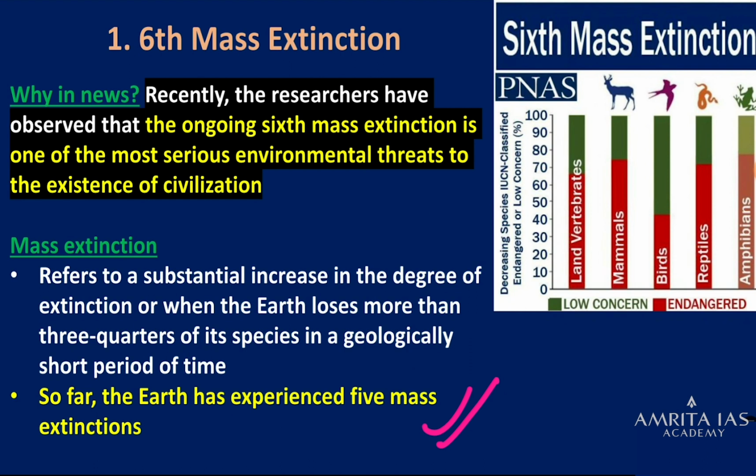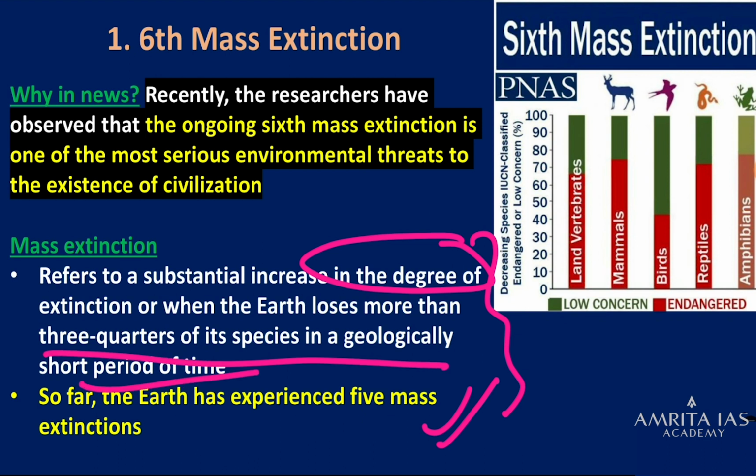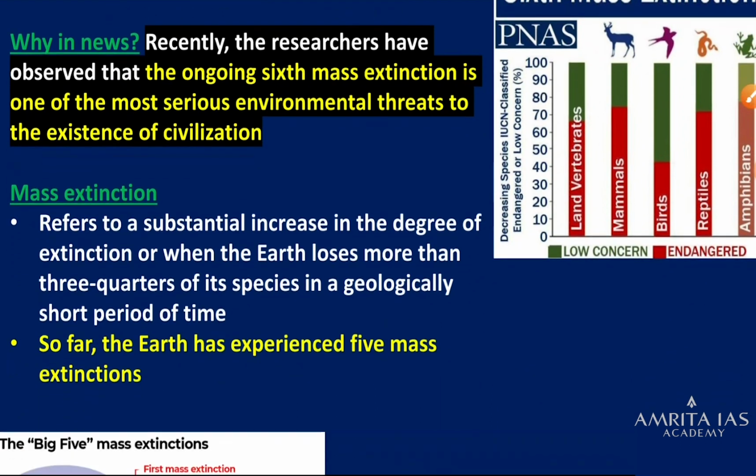What is mass extinction? That means a substantial decrease in diversity, where the earth loses three-fourths of its species. That is the criteria they have laid out. So if the earth loses 75% of its species, then it is called a mass extinction. It is one of the most serious environmental threats to the existence of civilizations.